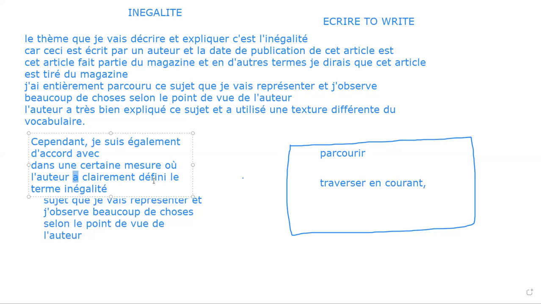So today I want to ask a question. Now, team, listen to me. First of all, think yourself. First of all, I explain the theme. Then because I read an article, I read an affiche, and I speak for what the author has represented, and am I agreed with the author's point of view? Then I explain, yes, the author has très bien expliqué ce sujet et a utilisé une texture différente du vocabulaire, a very good, different texture of the vocabularies. And yes, I'm totally agreed with the author's point of view. Je suis également d'accord avec dans une certaine mesure.